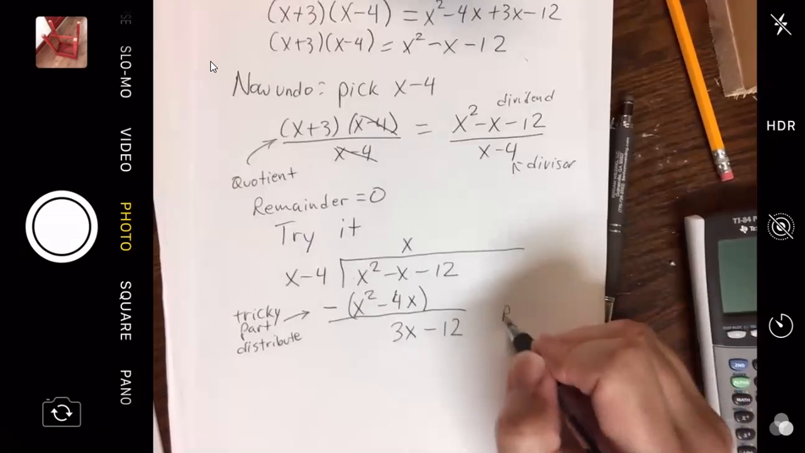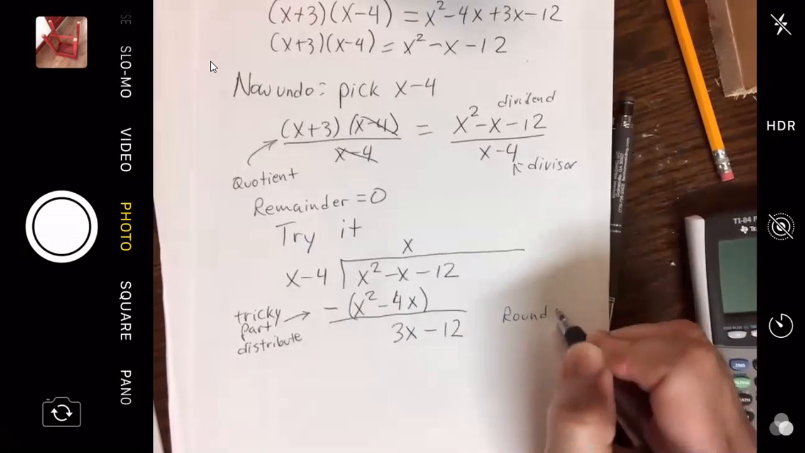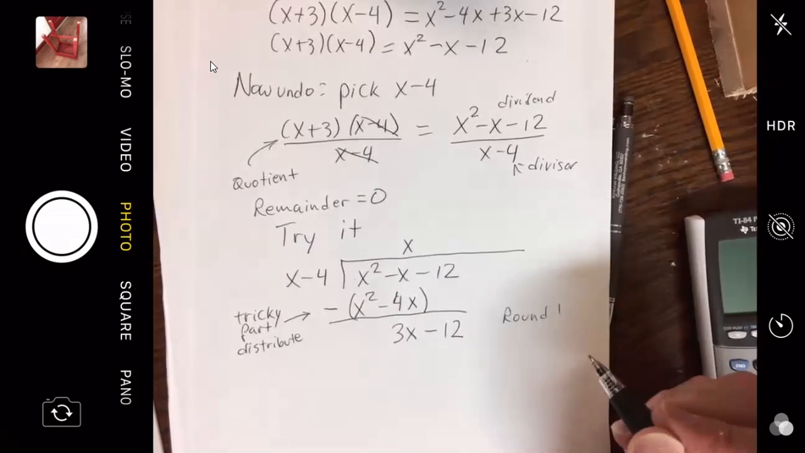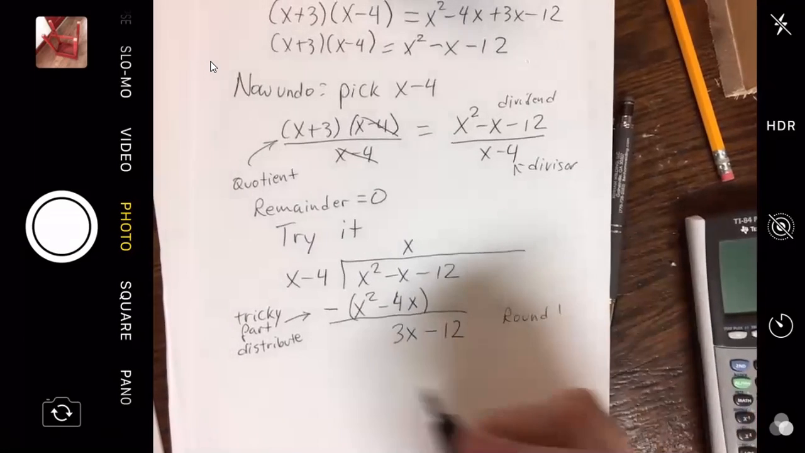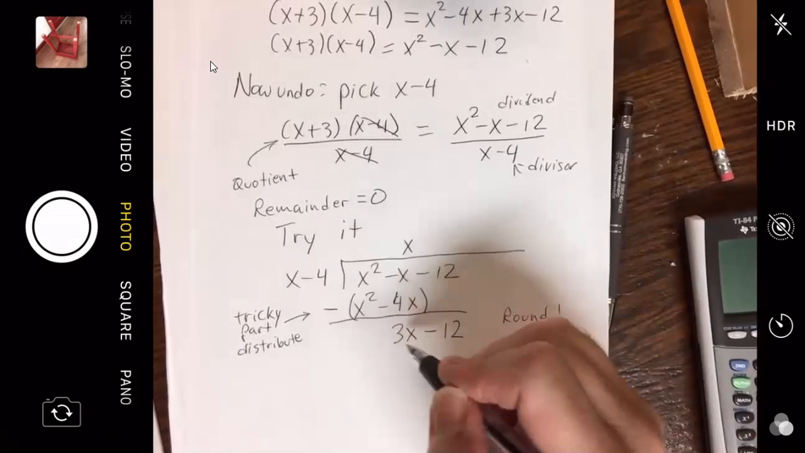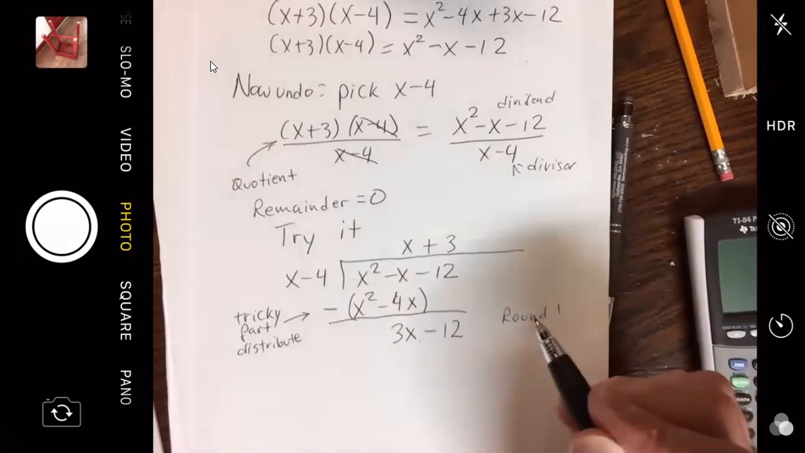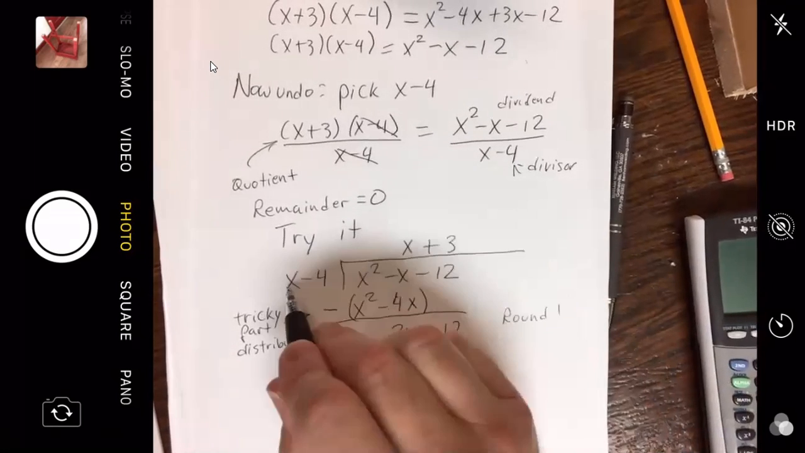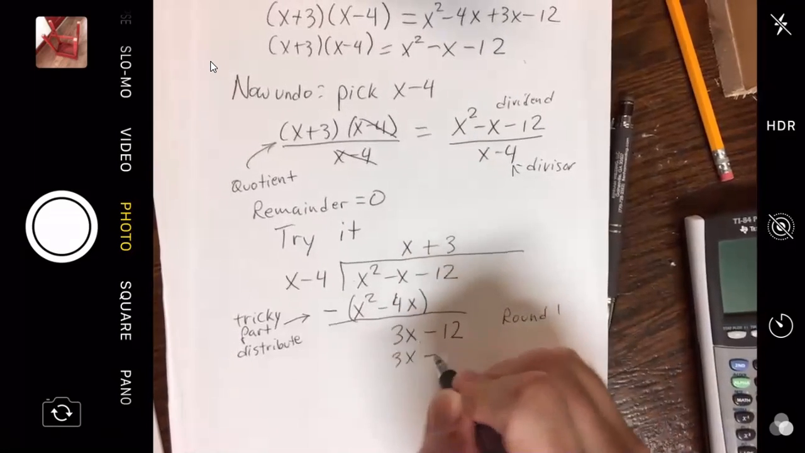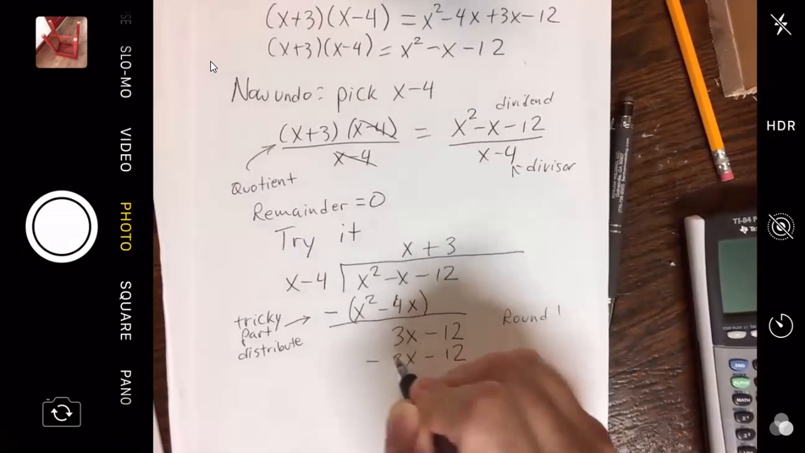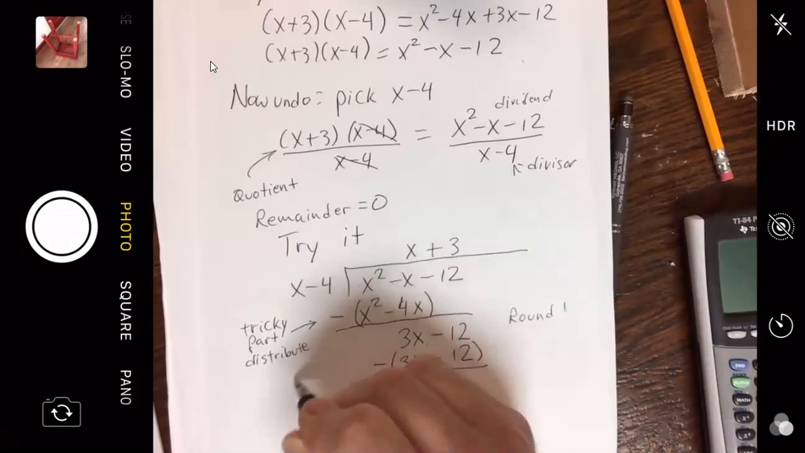That's sort of round one. This is a game with rounds. Now we're going to play round two. x times what is 3x? That would be a plus 3. Multiply back. 3x minus 12. Subtract again. Distribute.